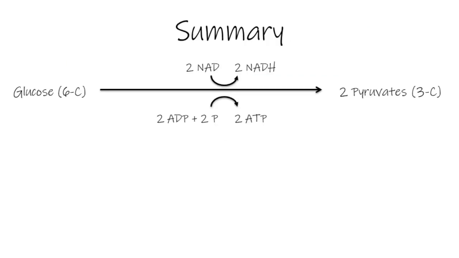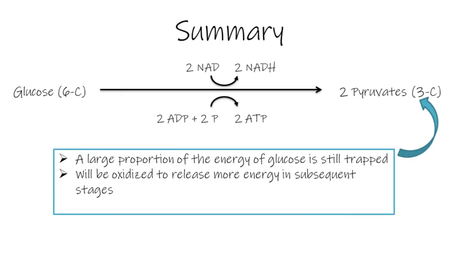In summary, during glycolysis, a glucose molecule undergoes oxidative breakdown into two molecules of pyruvate with the production of two molecules of NADH and two molecules of ATP. Therefore, the overall equation for glycolysis is glucose going into pyruvate using 2 NAD to change to 2 NADH, and 2 ADP is phosphorylated to 2 ATP.